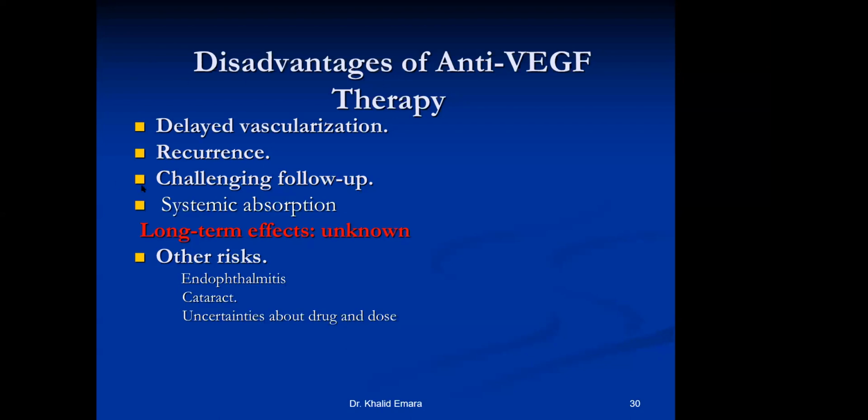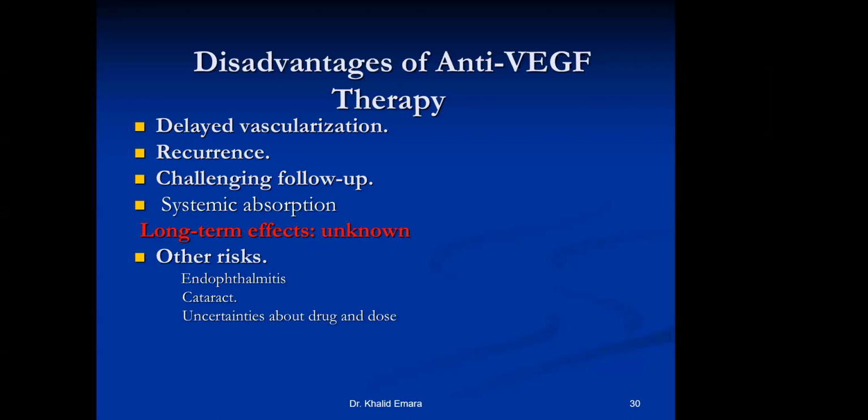Number two, recurrence. Recurrence means recurrence of the disease, recurrence of the new vessels, which will need either laser therapy or re-injection. We usually don't repeat the anti-VEGF injection except after 6 to 8 weeks. Number three, challenging follow-up. As I mentioned, the long follow-up means that the child becomes bigger and stronger, and sometimes examination becomes very difficult.